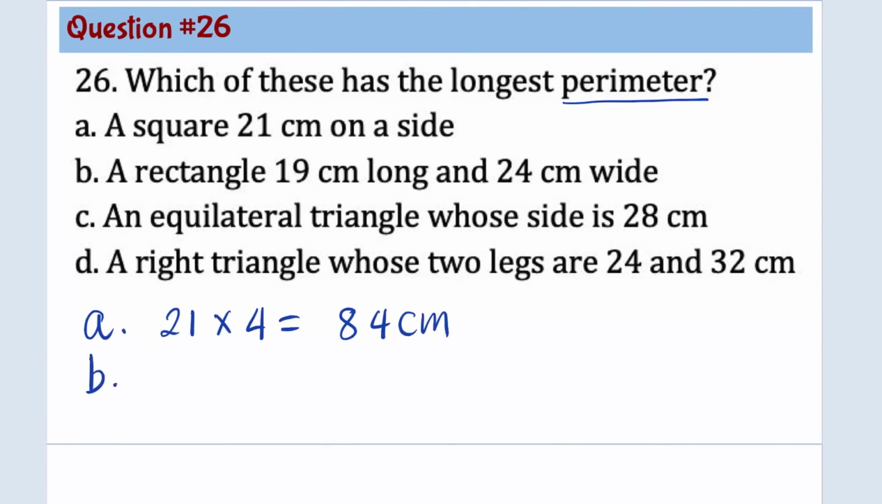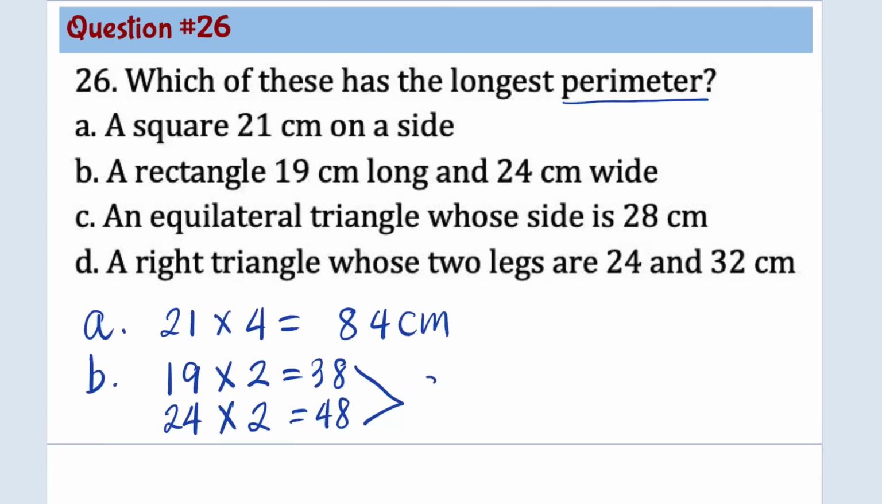Option B, a rectangle has 19 cm long and 24 cm wide. Since that is the rectangle, the two lengths have the same measurement. So times 2. The width also has the same 24 and 24. So this will be 38 and this is 48. So adding up together, we get 86 cm.